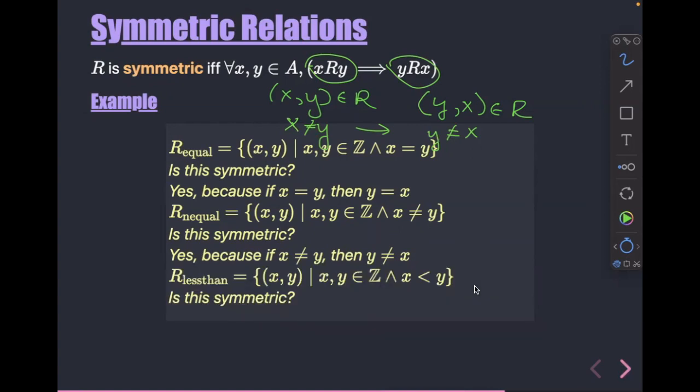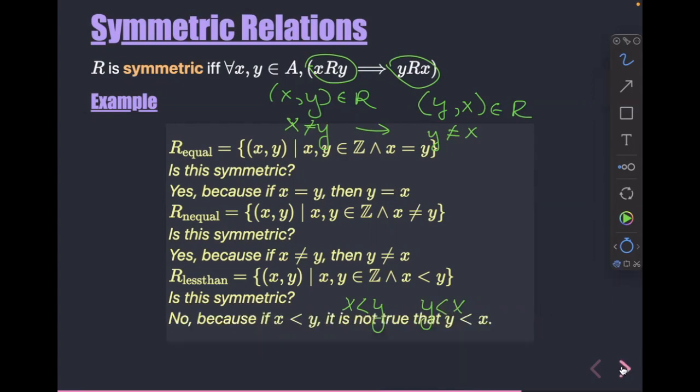What about our less than symbol? This is what I was talking about previously, right? Where if we have x is less than y, we can't really say y is also less than x, right? That's not going to be true. So we're not going to have a symmetric relation for x being less than y. For this less than relation, in other words.